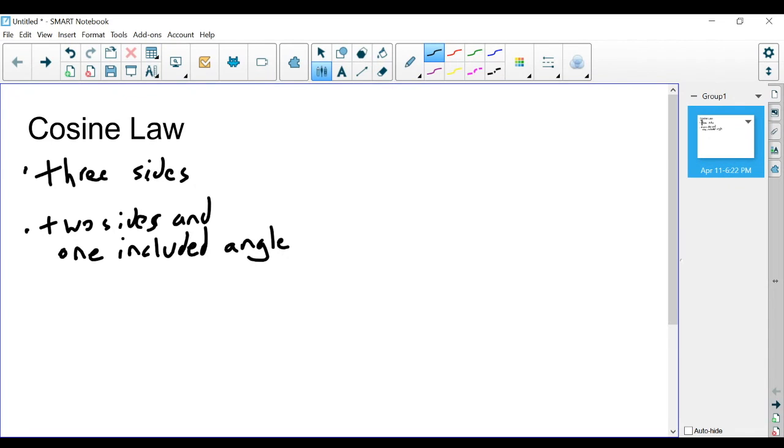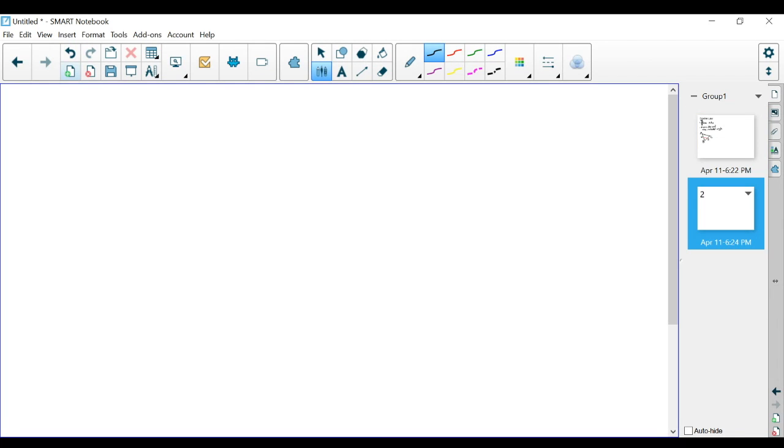So again, remember your included angle would be this angle right here. Let's say we have some sort of triangle. You have A, B, and C, and we know that this side is 4, this side here is 5, and the included angle would be angle B in this situation. So in cosine law, there's actually two variations, again very similar to the sine law, where you either solve for a side or you solve for an angle.